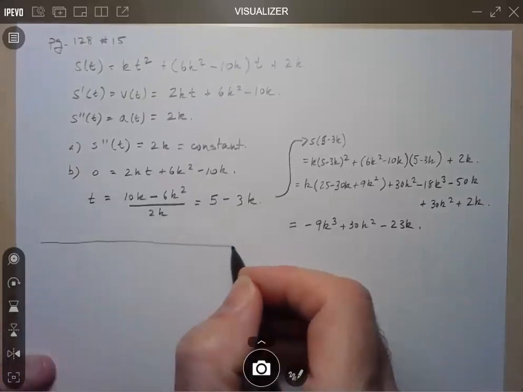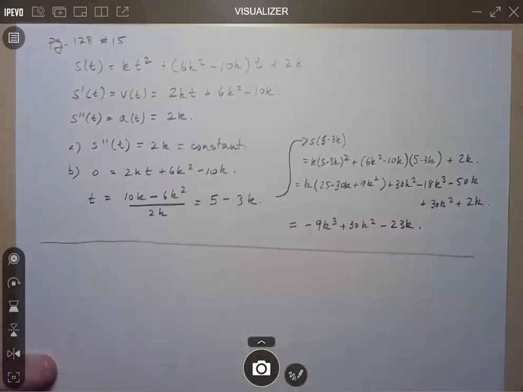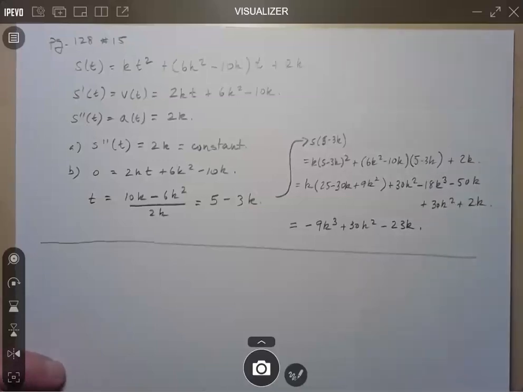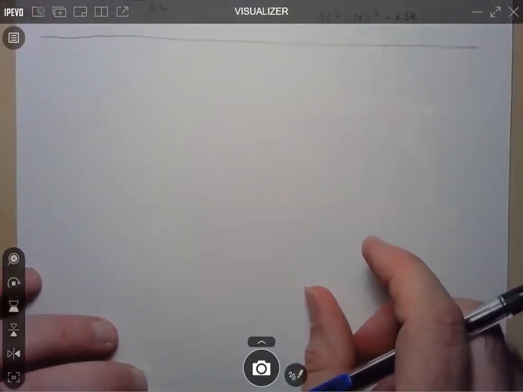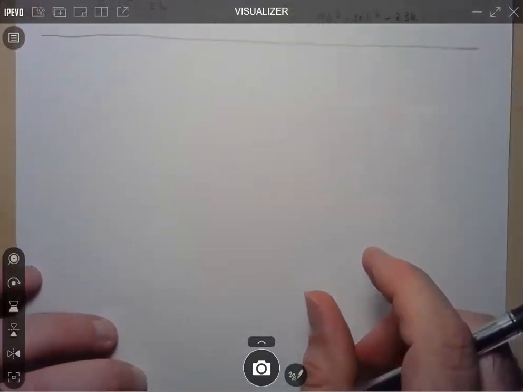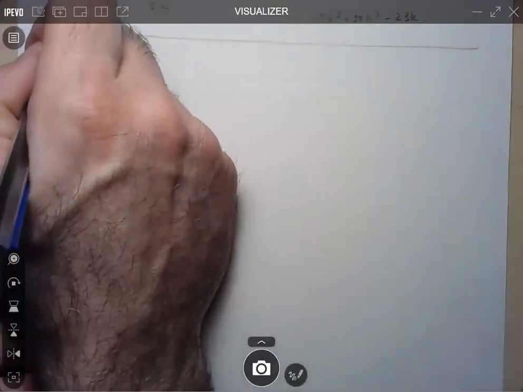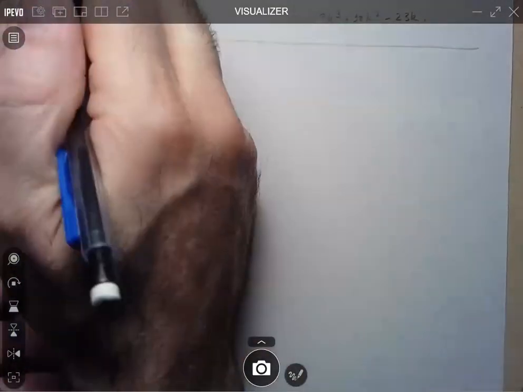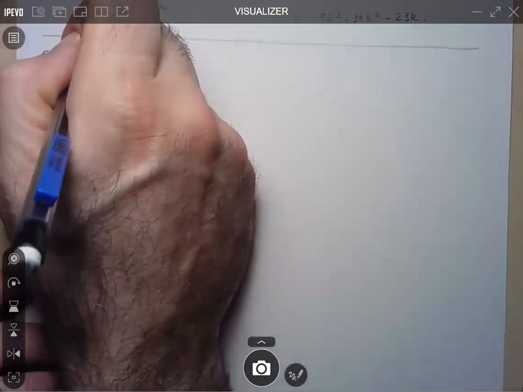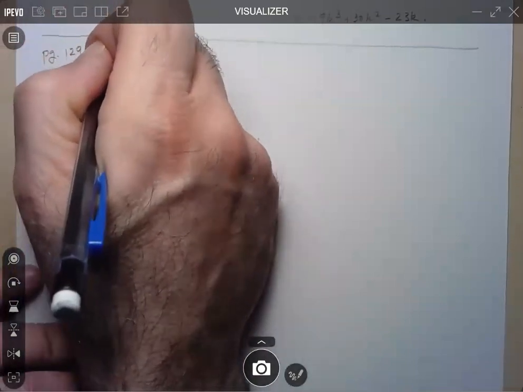So this is not a particularly interesting question we did here. You know, it really was a bunch of algebra more than anything else. Okay. So let's take a look now. We are going to number 17 on page 129. Actually, I guess the other one was also page 129, number 17. And let's see what this one says.